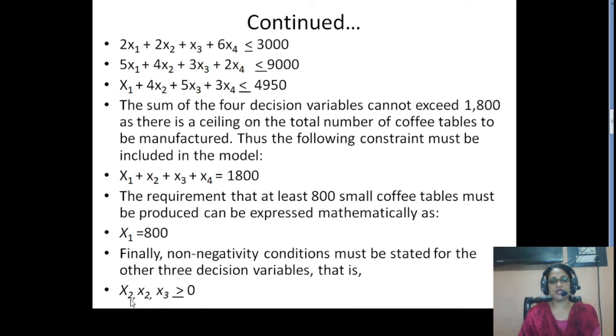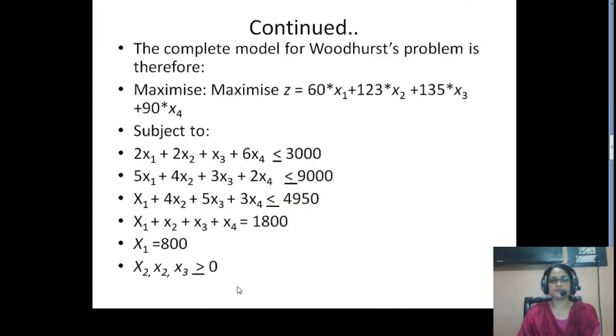See students, this is x2 plus x3 plus x4, right? So this is done by mistake. I'm sorry for that. Now, the complete model for the Woodhurst problem is therefore: maximize Z = 60x1 plus 122x2 plus 135x3 plus 90x4, subject to these many conditions, right? So I hope it is clear, students.